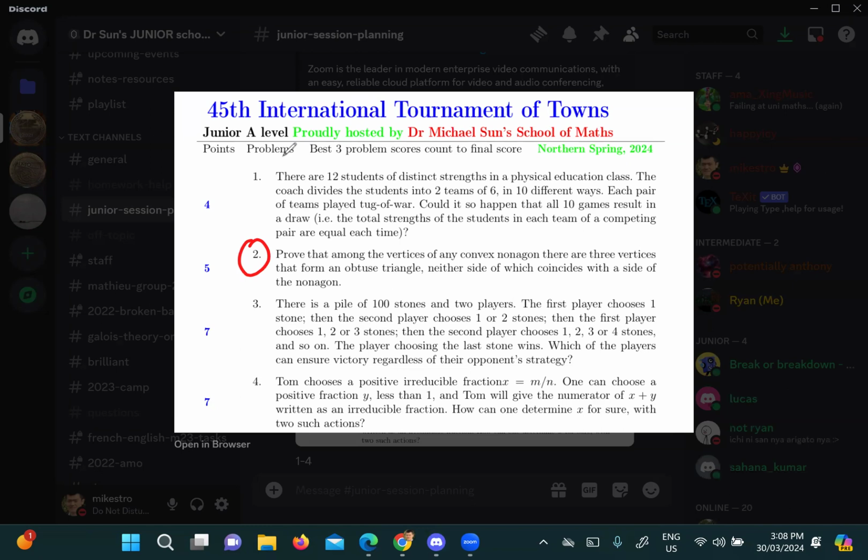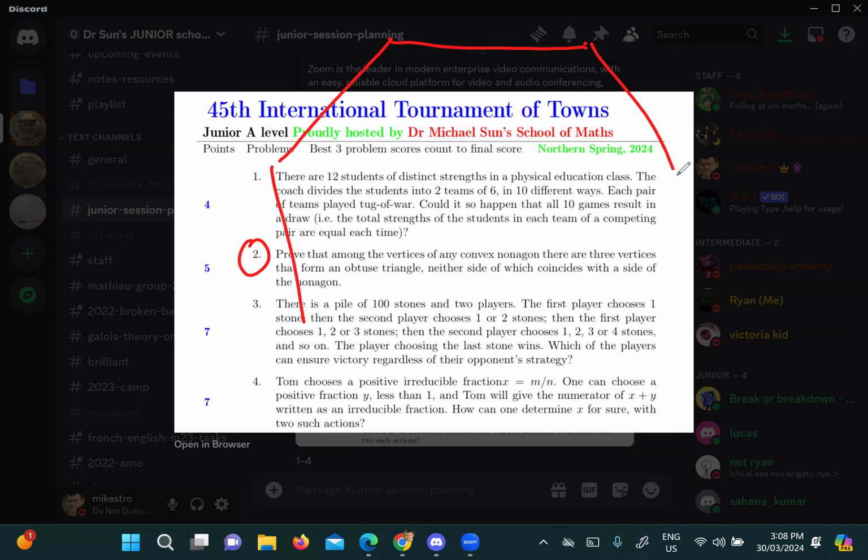If you just had a nonagon, people noted that each angle has an average of 140 degrees. So if every angle has an average of 140 degrees, then there's going to be some angle that is at least 140 degrees, and 140 is more than 90, so it'll make an obtuse angle. And an obtuse angle is basically enough to make an obtuse triangle.